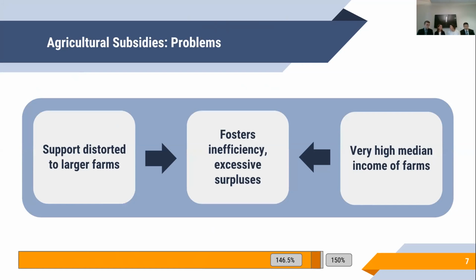Next, we are going to look at agricultural subsidies. Since the Great Depression, when subsidies were first introduced, farmers have exploded to become economic juggernauts, with median farm income 49% above the average household, making large-scale government support unnecessary. Further, subsidies have been distorted to favor larger farms, as 80% of the smallest farms only get 17% of subsidies. These 2 factors have led to inefficiency and excessive surpluses, as government subsidies have damaged normal market conditions.